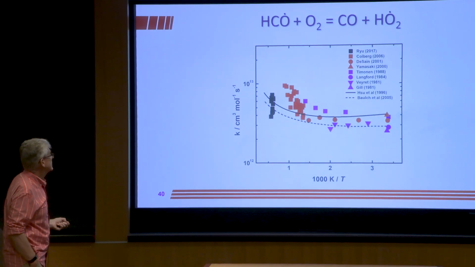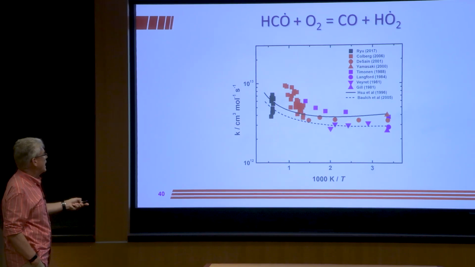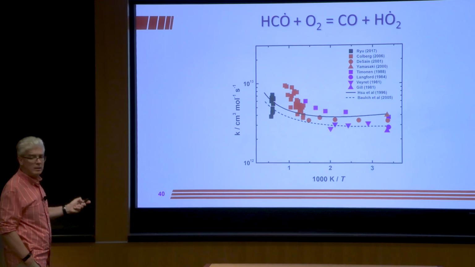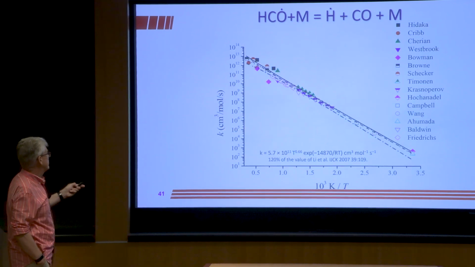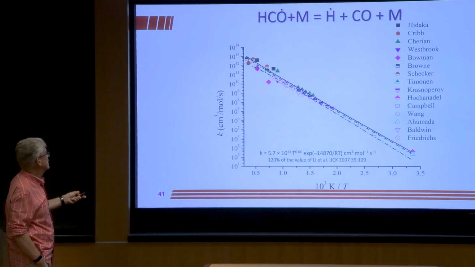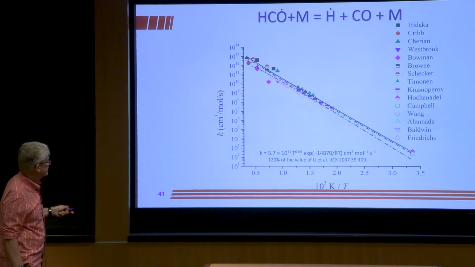And so where do we take the rate constants for HCO plus O2? Again, we plot them, and then we're using this Hsu et al. 1996 rate constant in our mechanism, okay? And then we plot HCO plus M, giving H plus CO plus M. And you can see, one thing I want to point out here.